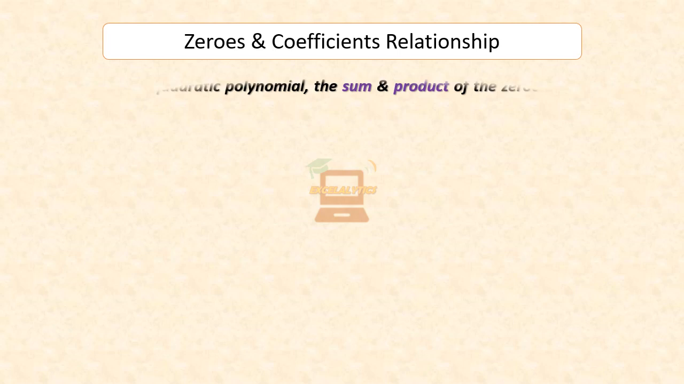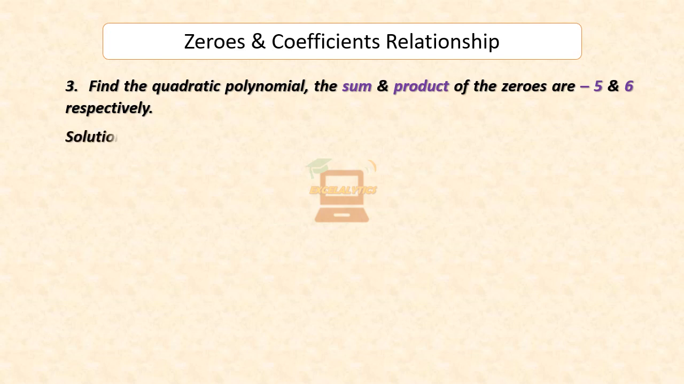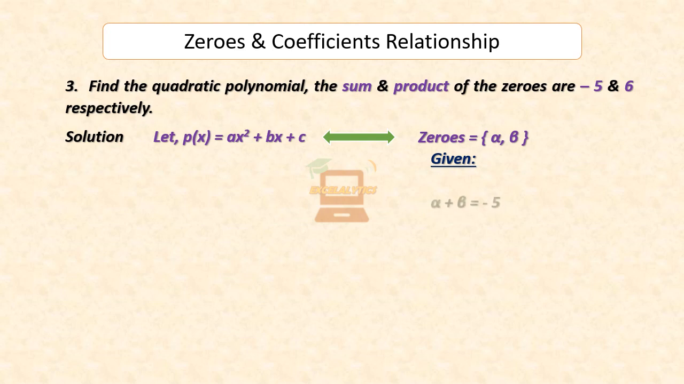Find the quadratic polynomial, the sum and product of whose zeros are minus 5 and 6, respectively. Let us assume the quadratic polynomial be ax squared plus bx plus c, and its zeros be alpha and beta. We have alpha plus beta as minus 5. Alpha times beta as 6.